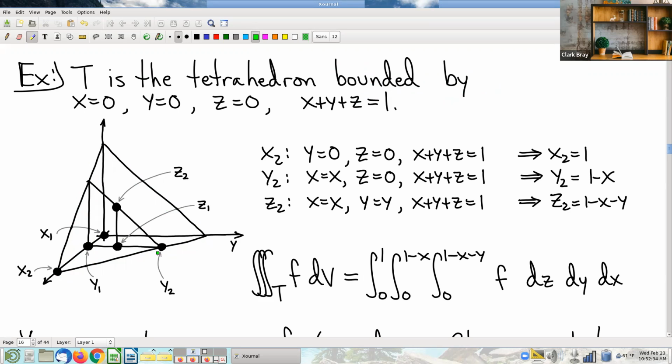Okay, arbitrarily, just to get the ball rolling, we're going to do x on the outside, then y, then z. No particular reason. This is a highly symmetric domain. You can do it in any order you like. I'm going to do this one because this is what we have on the previous page, and it's probably the easiest.